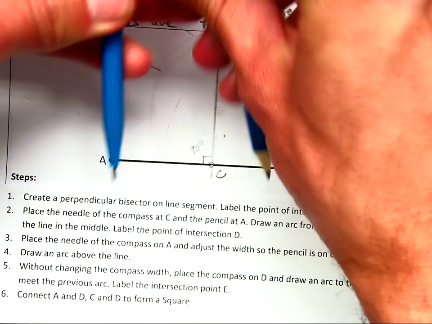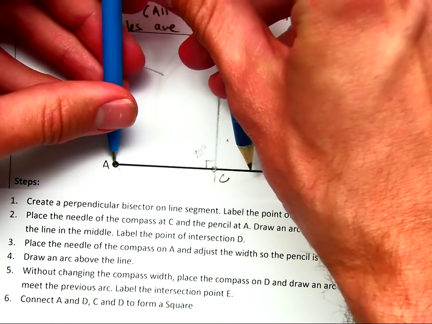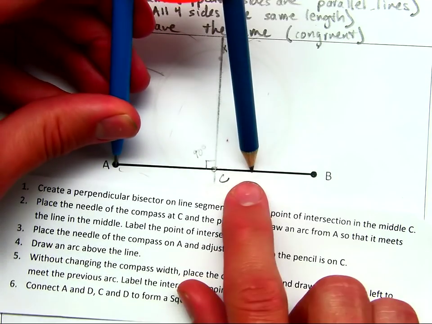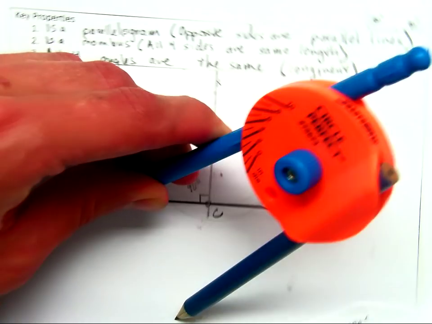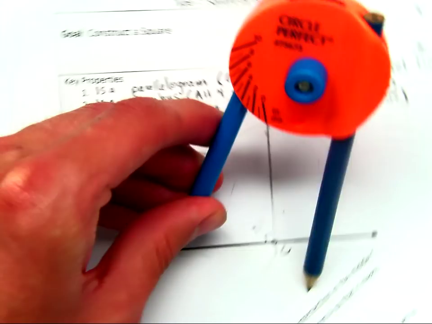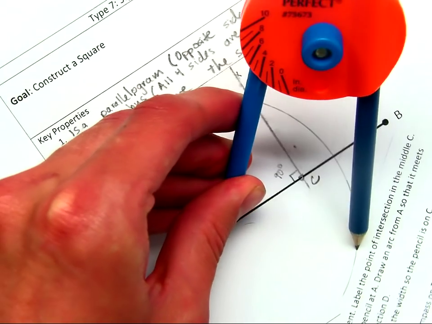So the way you construct a perpendicular bisector is you place your needle at one side, open it up so it's a little more than halfway, and then you draw an arc. Remember to keep your compass slanted to the side, move the paper. It just makes your arc come out a little better.